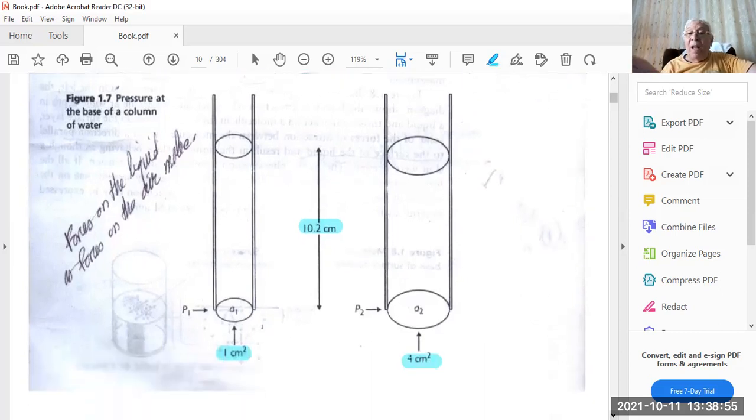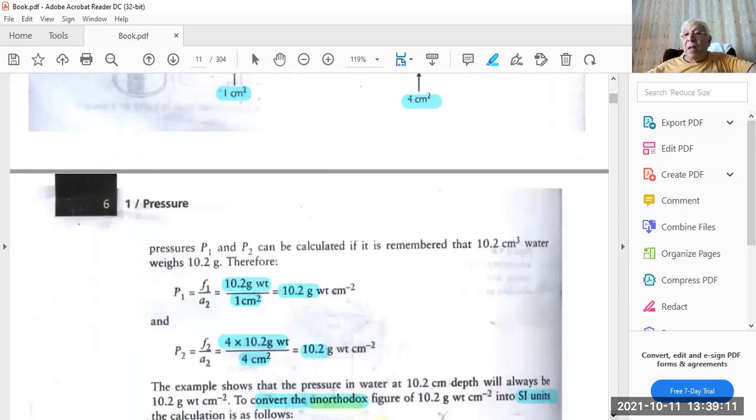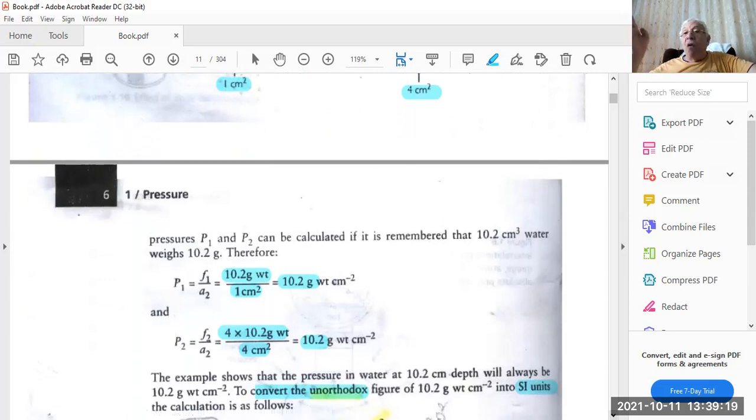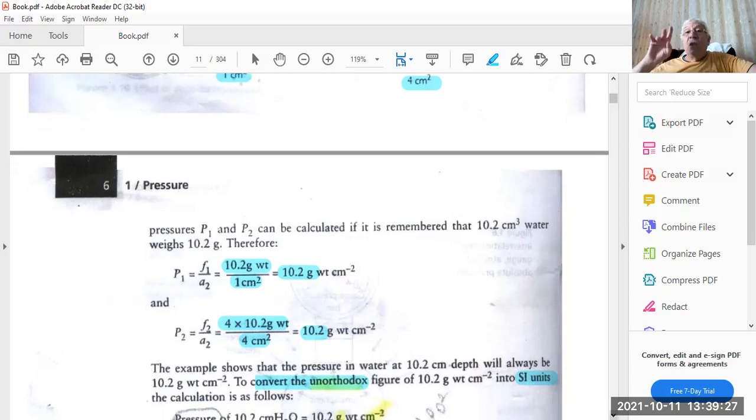As we see, we have the 4 centimeter and the 1 centimeter surface area below the tube. It is as if we have 4 tubes in one. So the end result to yield the pressure, we are dividing 10.2 over 1 or over 4, which will yield the pressure of 10.2 gram weight per centimeter in both tubes. So, in other words, the pressure is equal, though there is a difference in the surface area.